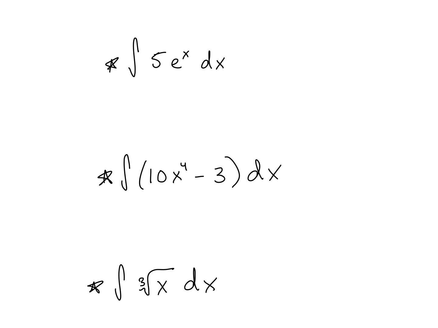So to find the integral of 5e to the power of x dx, if we have a coefficient that's being multiplied to the whole thing, we can just move it out front. That way we don't even have to worry about it. This is 5 times the integral of e to the power of x dx. What is the antiderivative of e to the power of x? E to the power of x, perfect. So this would be 5e to the power of x plus c.